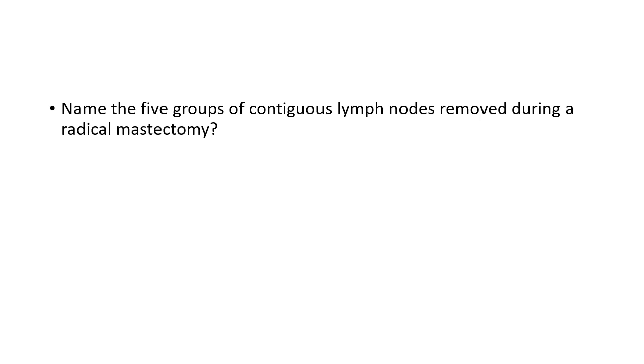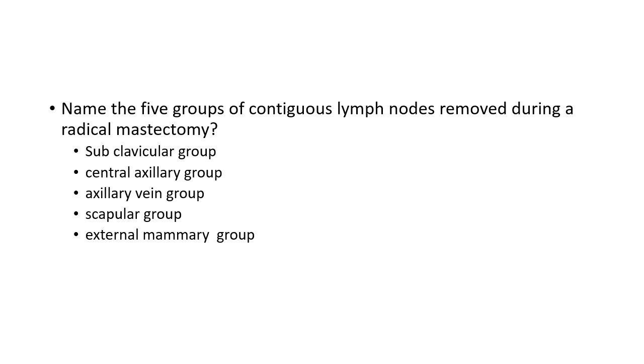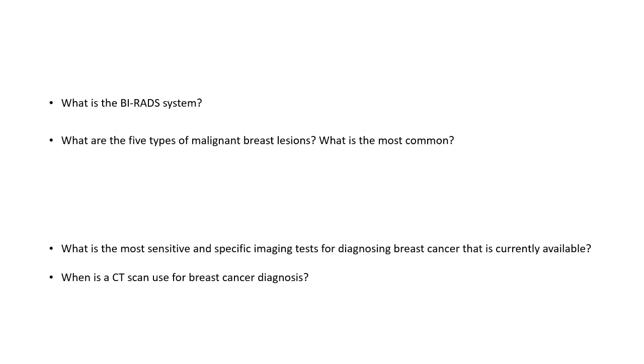What are the 5 groups of contiguous lymph nodes removed during a radical mastectomy? You have the subclavicular group, the central axillary group, the axillary vein group, the scapular group, and the external mammary group. So that was subclavicular, central axillary, axillary, scapular, and external mammary groups.